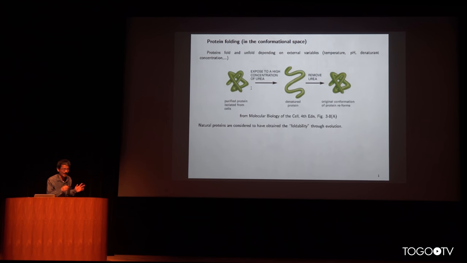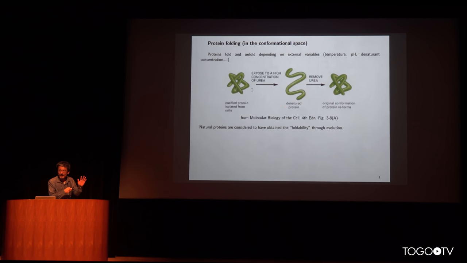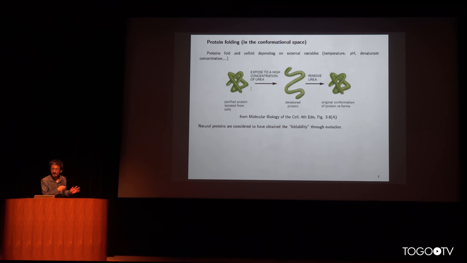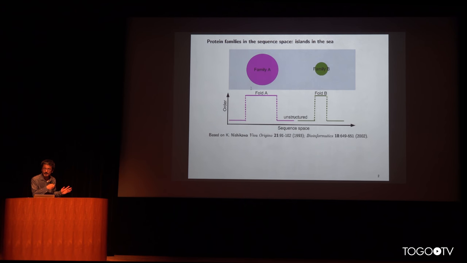So let's start. I think everyone knows that protein folds and unfolds depending on the solvent condition, like temperature or pH or denaturant concentration. And I would like to argue that this kind of folding transition may occur in the sequence space. Sequence space is a space where each point represents an amino acid sequence, and neighboring points represent two sequences that are significantly similar.